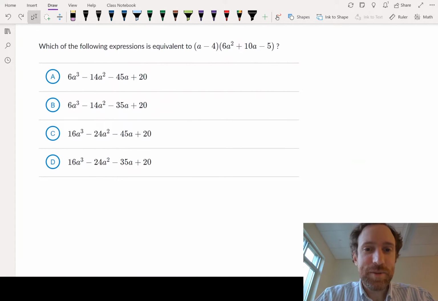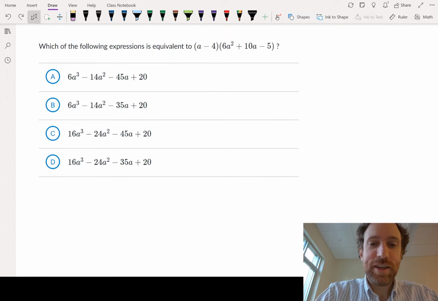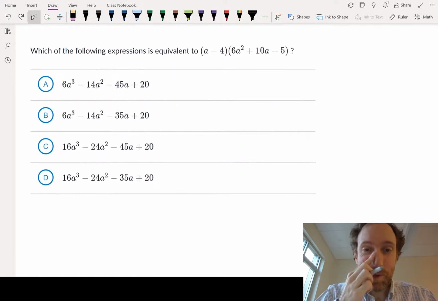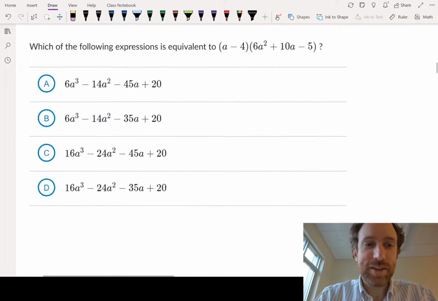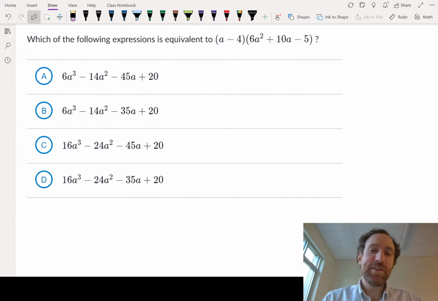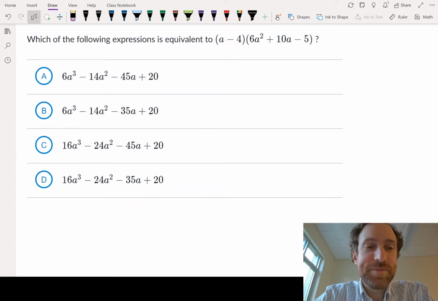Let's take a look at this one. This is a problem about multiplying polynomials. And how do you multiply polynomials? Well, you just do the distributive property. You distribute all the things and then you combine like terms. Go ahead and pause the video and give this one a try.